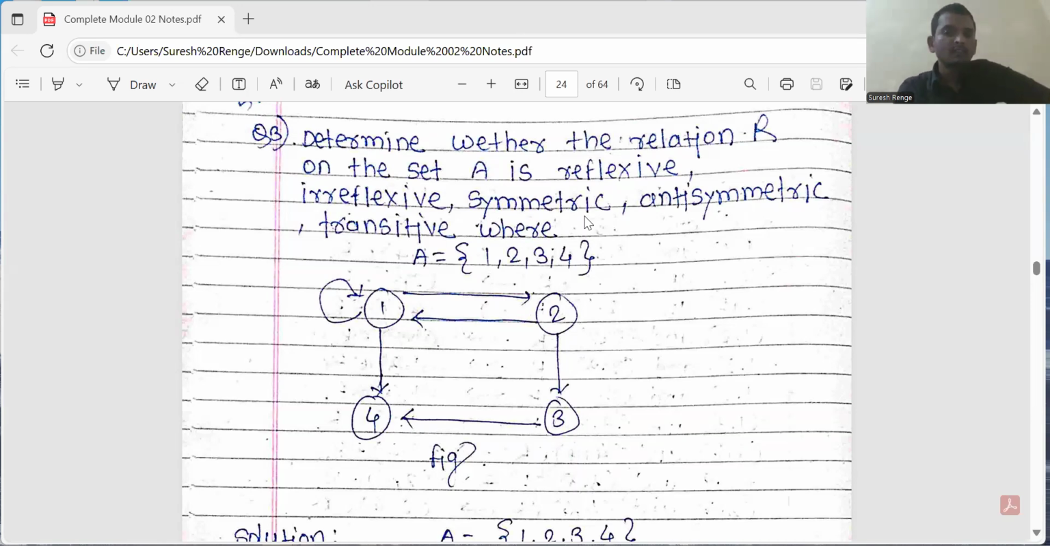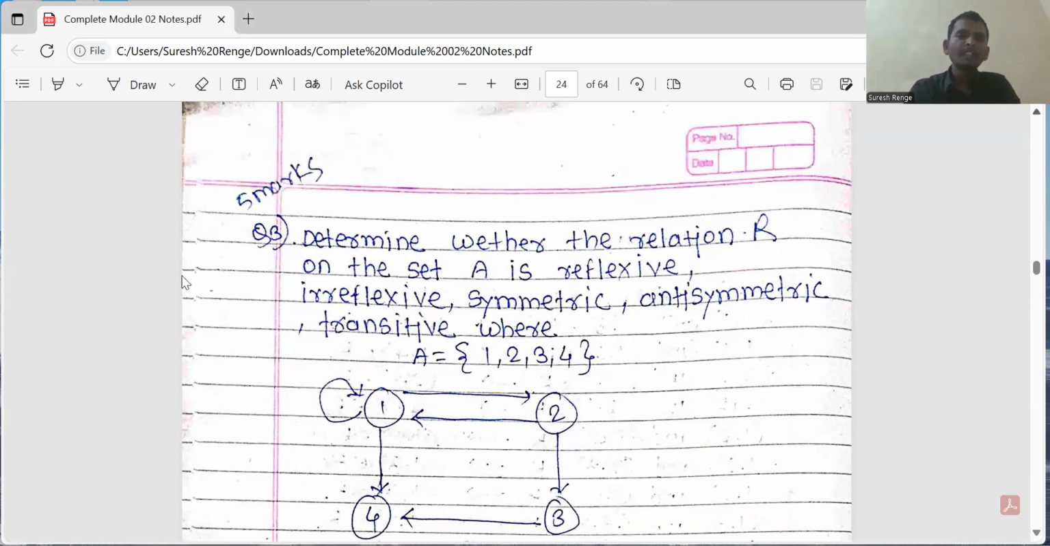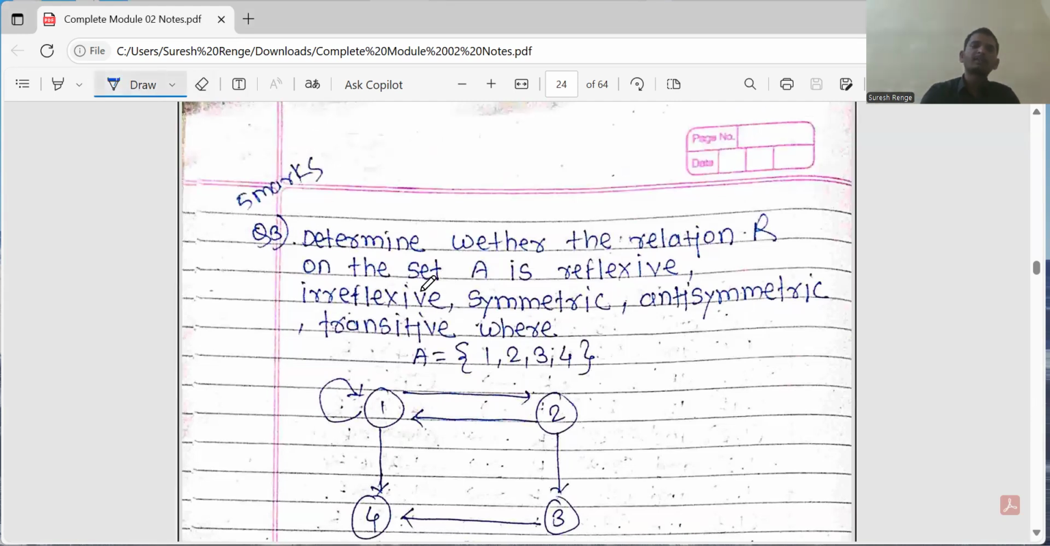Let us start to discuss today's question, that is question number 3. In today's lecture, we are discussing that question. Weightage for that question is 5 marks. What is this question asking? Let us start to discuss.